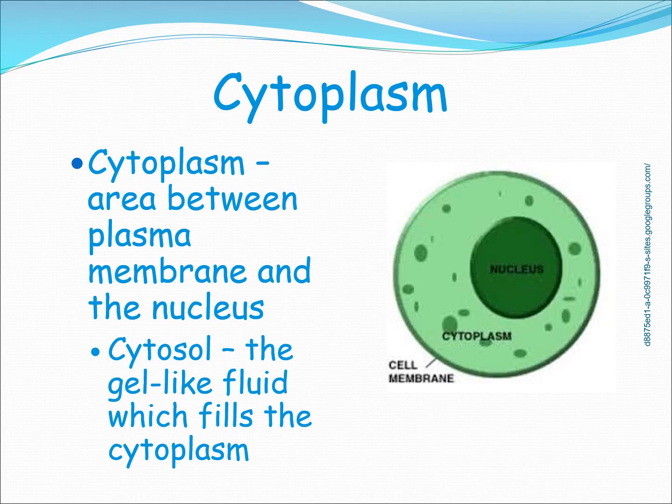Between the cell's plasma membrane and the nuclear region is an area known as the cytoplasm. This area houses all the organelles which we will discuss in this chapter. The gel-like substance in the cytoplasm area is called the cytosol. So, the cytoplasm area is full of cytosol fluid.